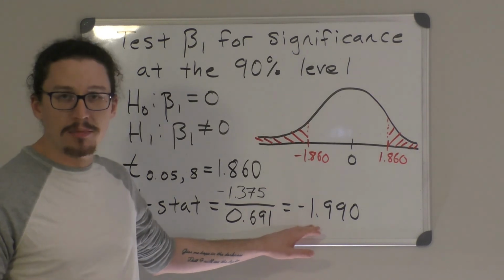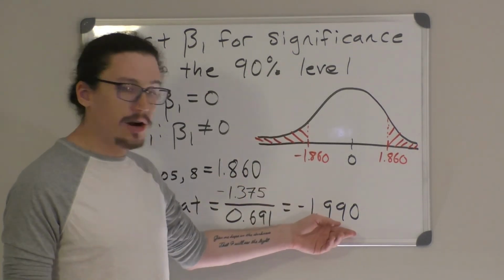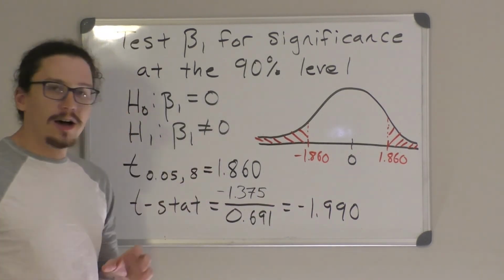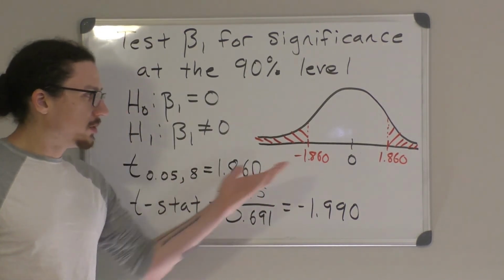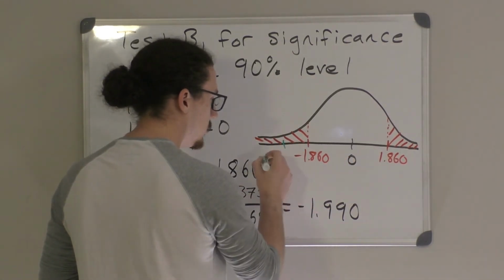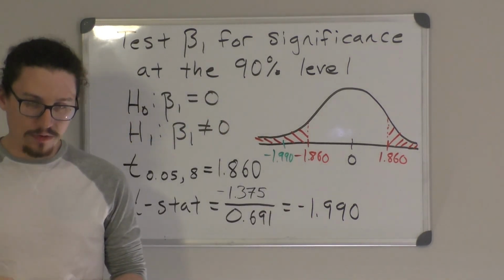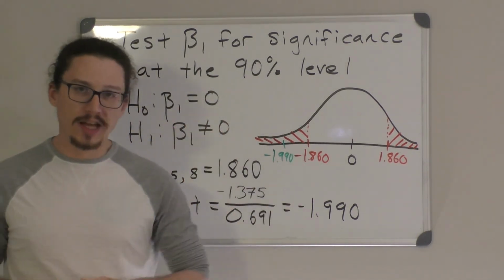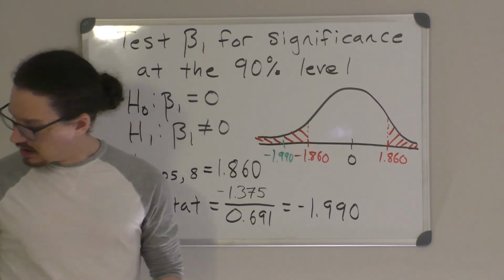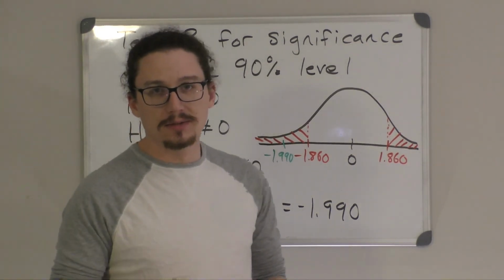We could just compare our test statistic to our critical value, just looking at the numbers, or we could go to our chart. We can see that negative 1.990 falls to the left of negative 1.860, so it falls into that rejection region. So our result is that we would reject the null hypothesis.